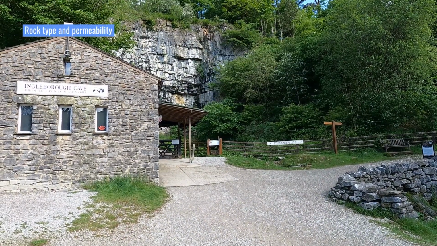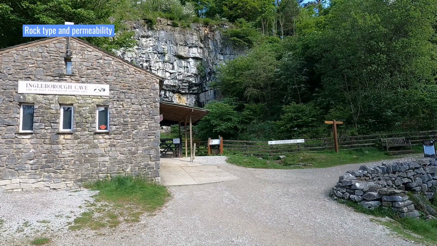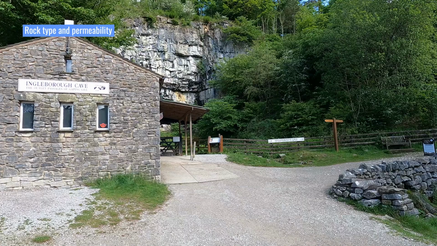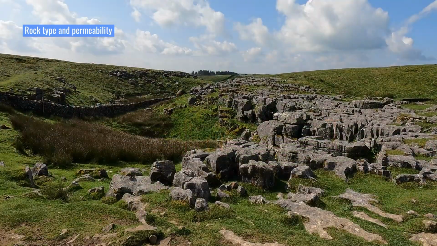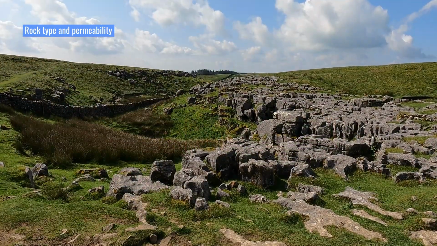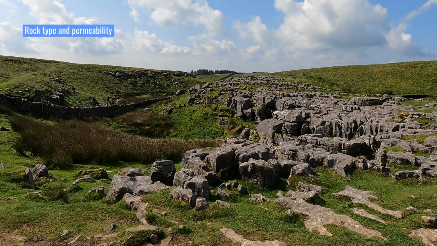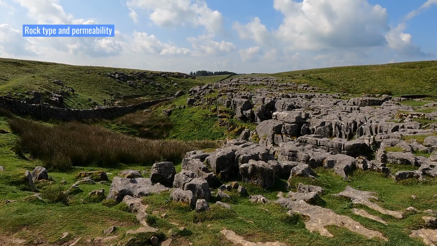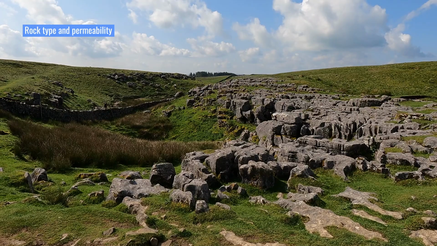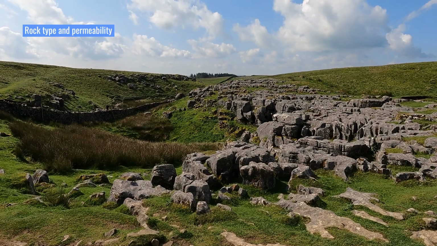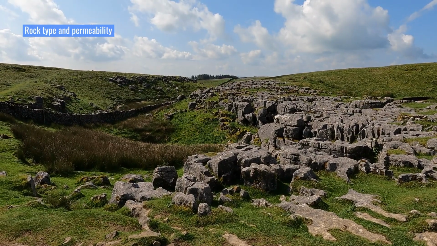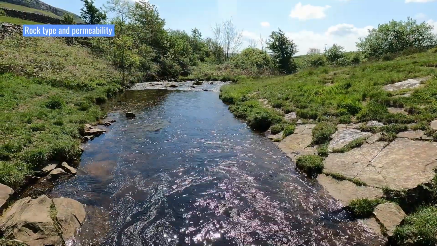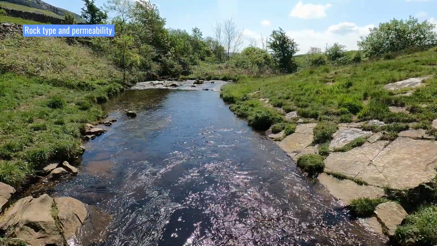Rock type and permeability is undoubtedly one of the main factors in the differences in discharge of Clapham Beck and Austwick Beck. Clapham Beck flows over permeable rock, in contrast to Austwick Beck, where the rock is impermeable. Thus, water will be able to soak into the ground, decreasing the speed at which water flows to the river, in contrast to the rapid overland flow experienced at Austwick Beck.